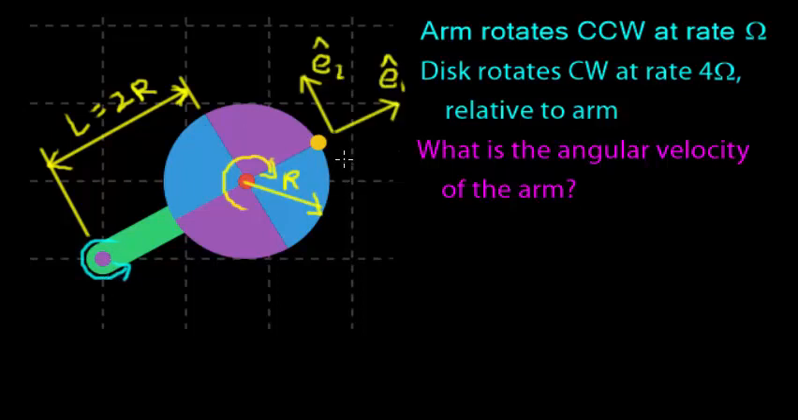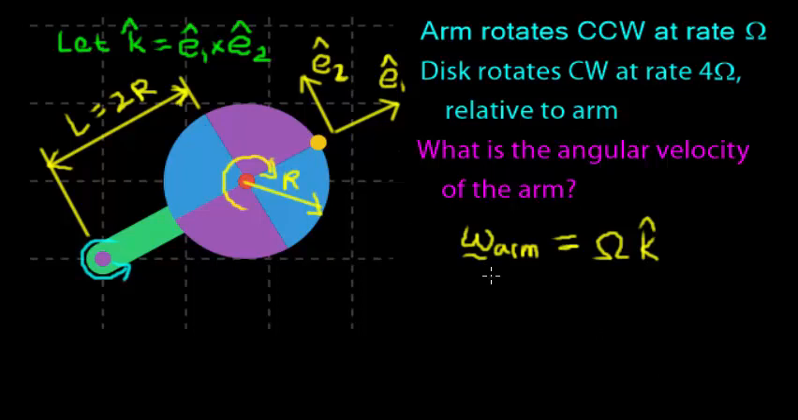So the way I'm going to define vectors here, I'll call E hat 1 the direction radially outward. I'll call E hat 2 the direction perpendicular to that. So if I take the vector cross product, E hat 1 cross E hat 2, then I get a vector pointed out of the screen. I'm going to call that vector K hat, and therefore my angular velocity vector is going to be in the K hat direction.